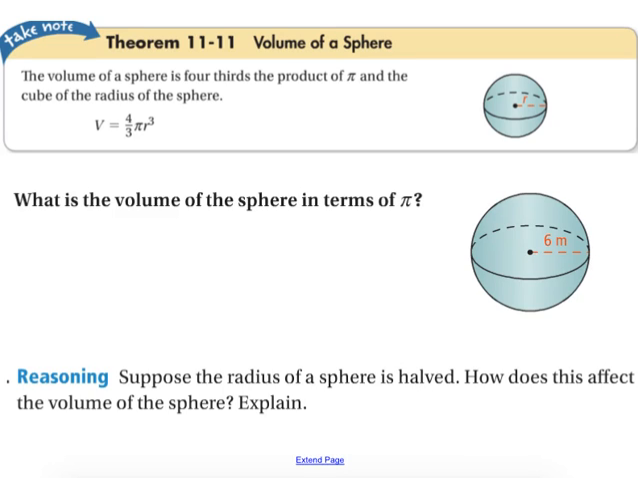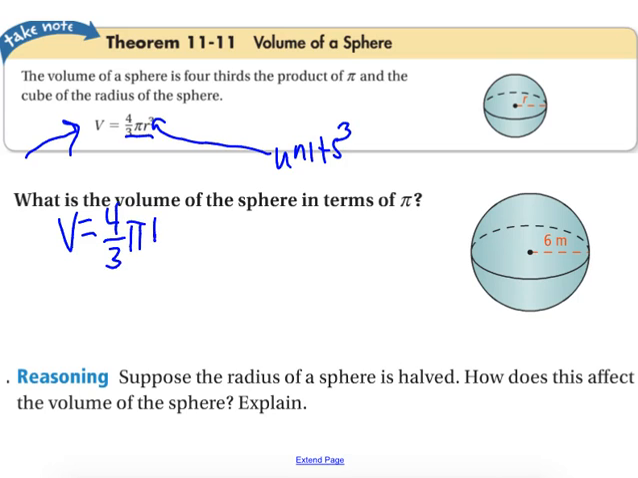You don't have this in your notes, so why don't you write this down right here. The volume of a sphere is 4/3 times pi times the radius cubed. Which makes sense because when we work in volume, our measurements are always units cubed, so that would make sense why our radius is cubed. So again, that's 4/3 pi r cubed. What is the volume of the sphere in terms of pi? Let's just plug in. Volume equals 4/3 pi r cubed.